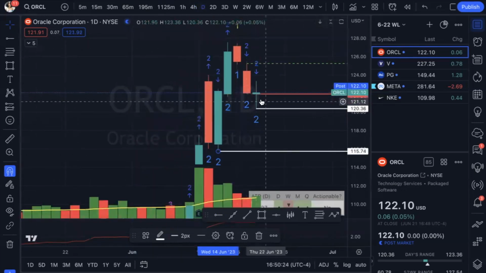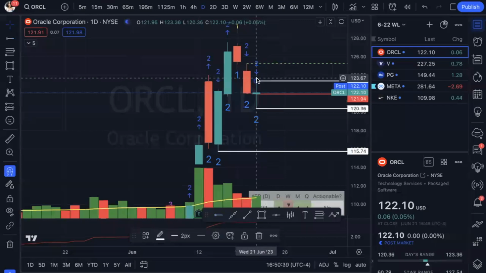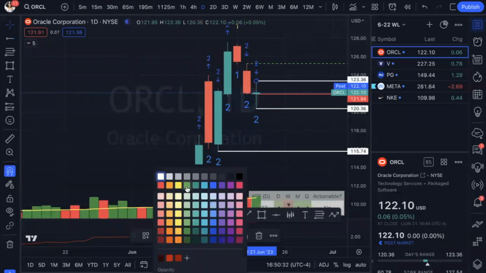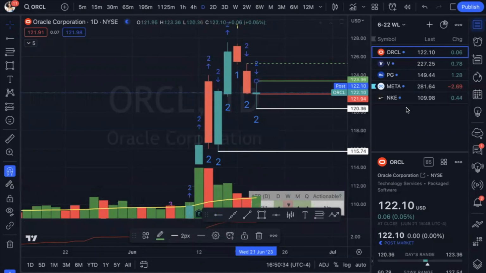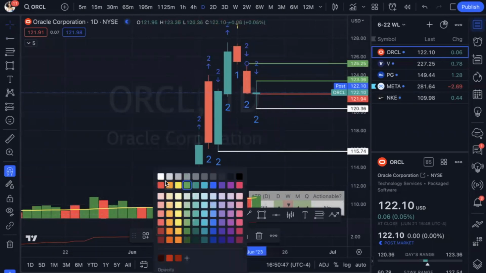Because this is a 2 down, because it broke below the candle that came before it, here's my signal to the upside based on the daily time frame, okay? So if we do break above 123.36, then that is an area I can look at to get into calls, okay? And then my target would be the top of this particular candle here.